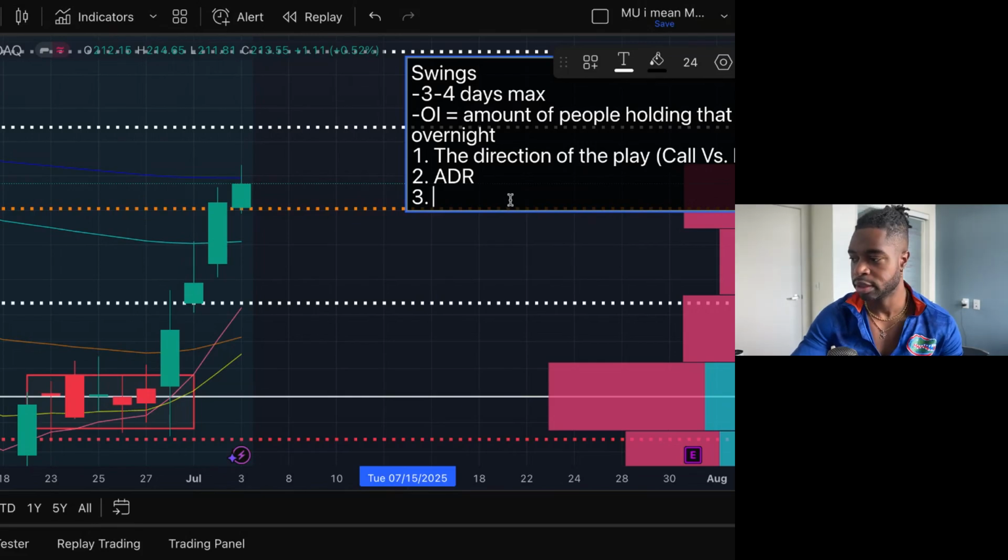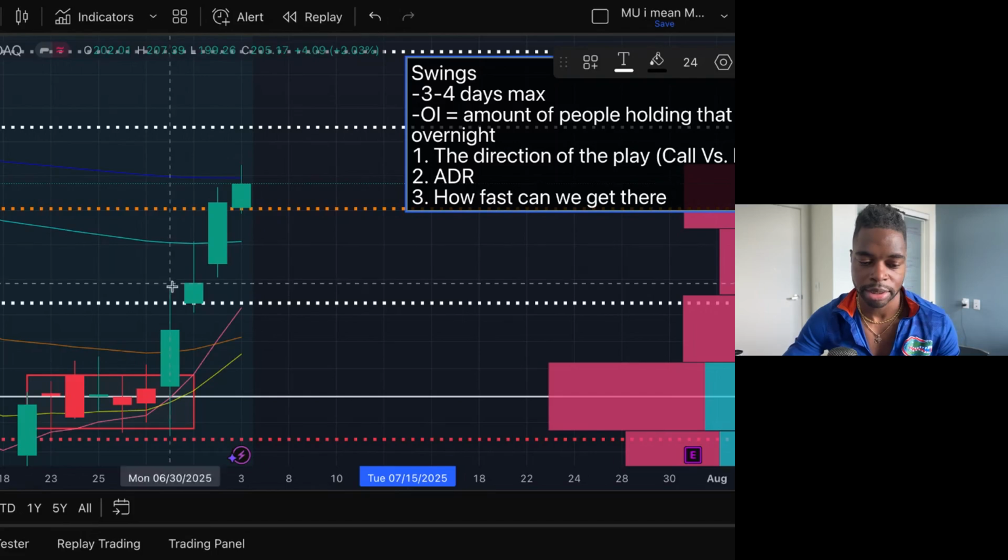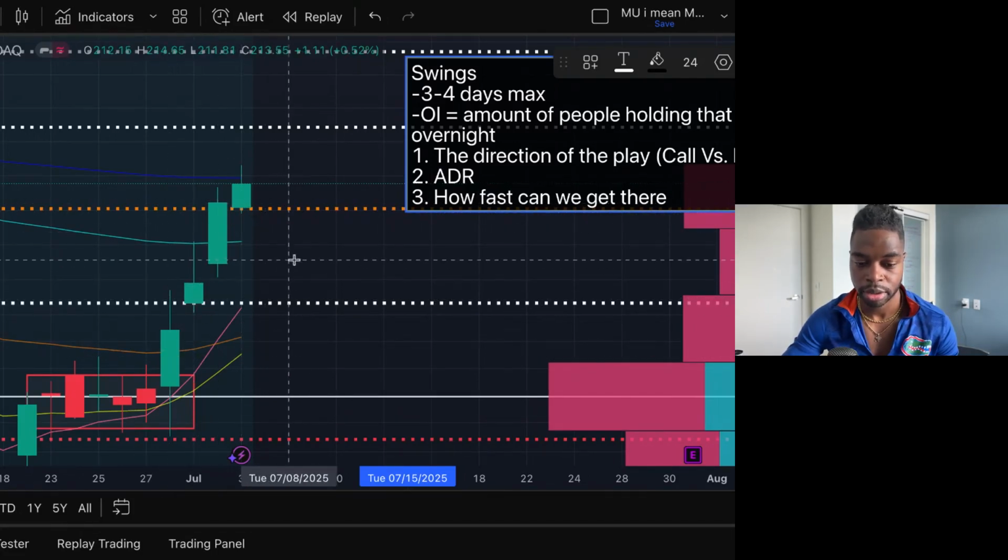So then the next thing is, I need to understand not only the average daily range, but how fast can we get there? Okay, so like I said, I think it's going to take 3 to 4 days because every day we move about $3. Okay, how fast can we get there?